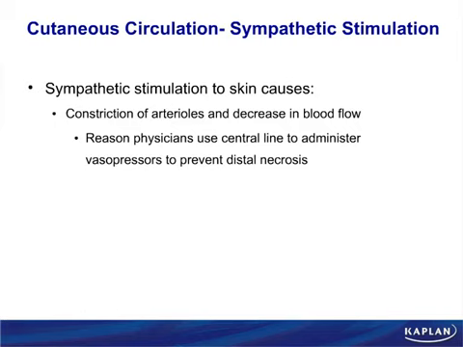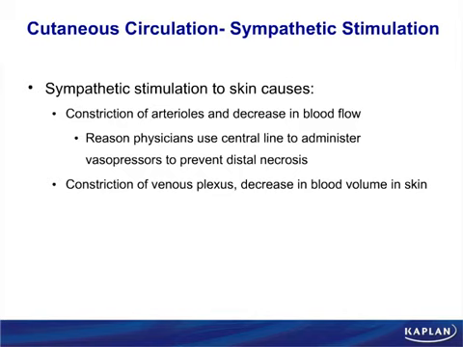Now, they have a lot of alpha receptors there, and this is why you oftentimes have to use a central line to infuse vasopressors, so that, you know, if you had a peripheral line and you're constricting those veins down because of that vasopressor with all of those alpha receptors, then it can cause a distal necrosis. We can reduce the blood volume in the skin, as I indicated before. We can have a lot of venous storage here, so the venoconstriction will mobilize blood away from the skin.